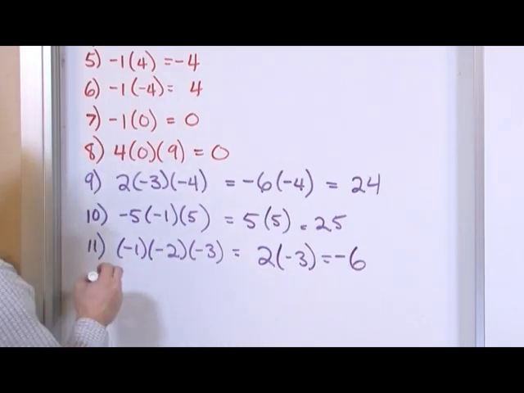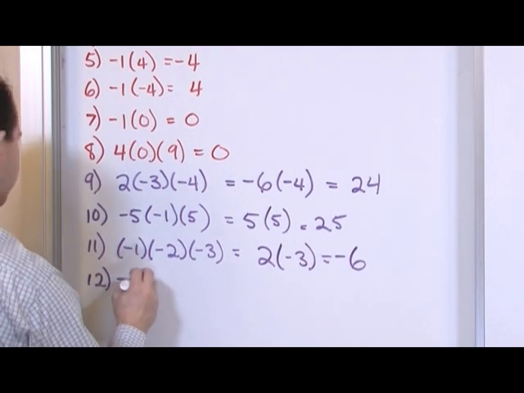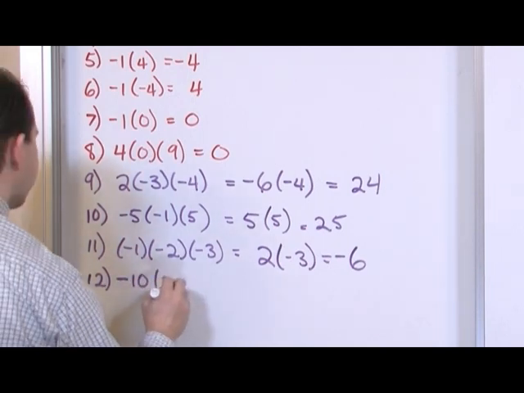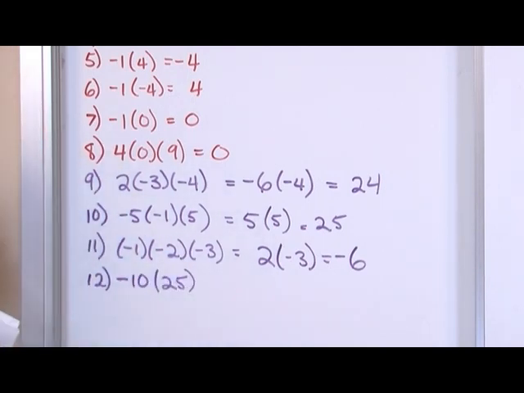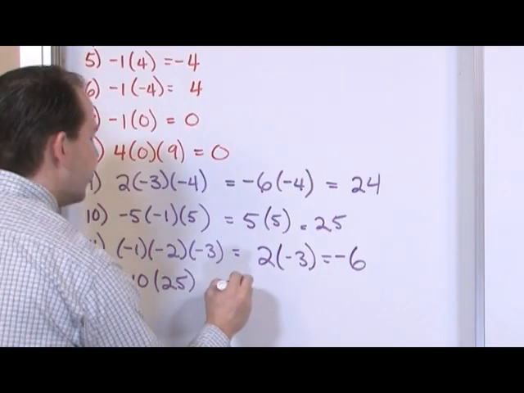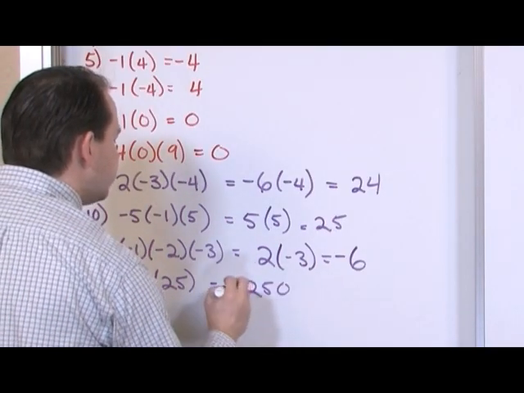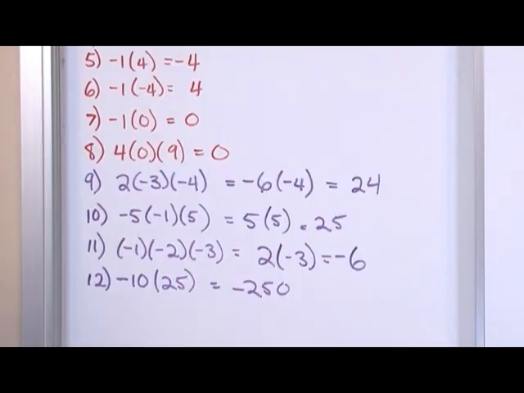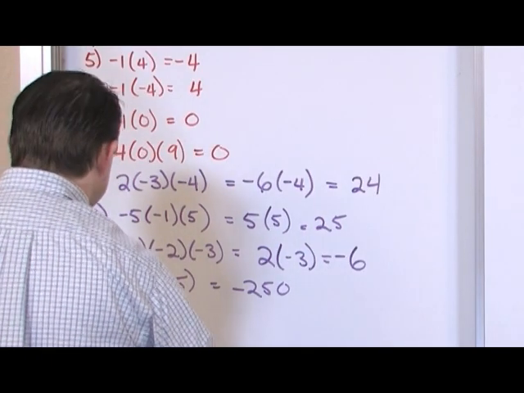Okay, number 12. Let's say we had negative 10 multiplied by 25. 10 times 25 is 250, and the sign has to be negative because those signs are different. Okay, switch colors back just to make it clear.